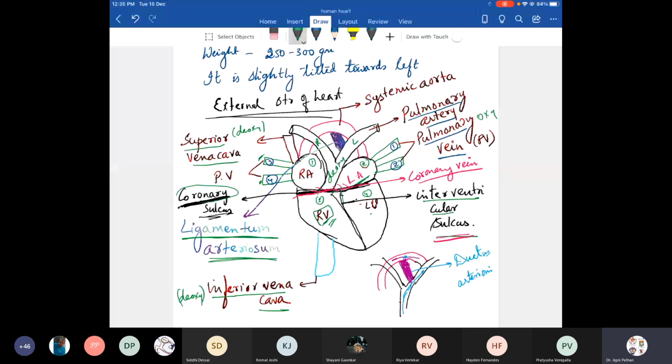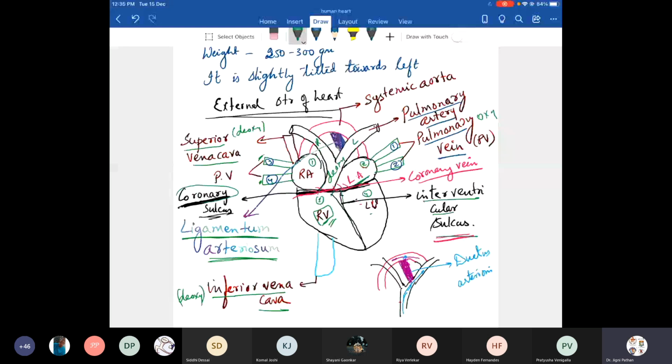Right auricle, left auricle, right ventricle, left ventricle. So 4 chambers. Right auricle, always remember right auricle.